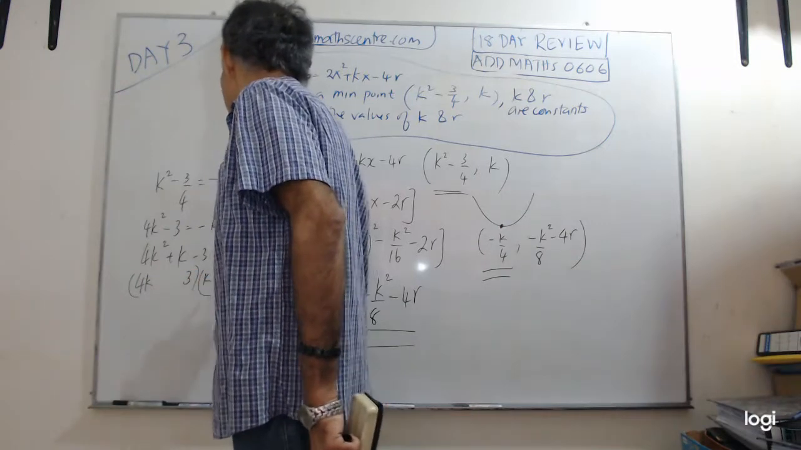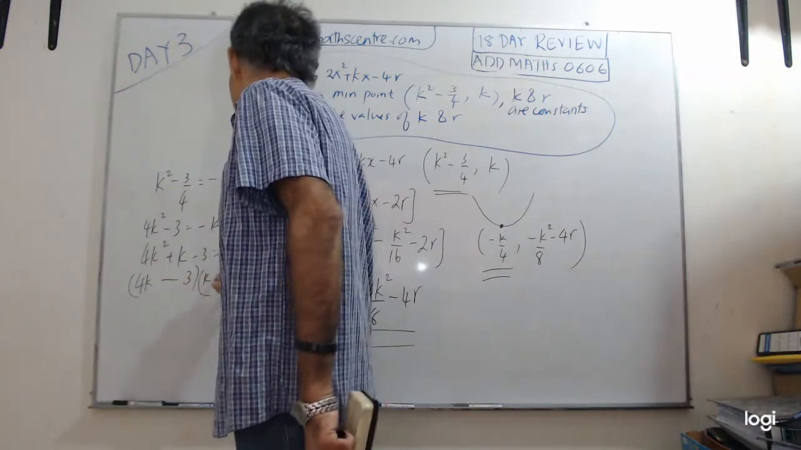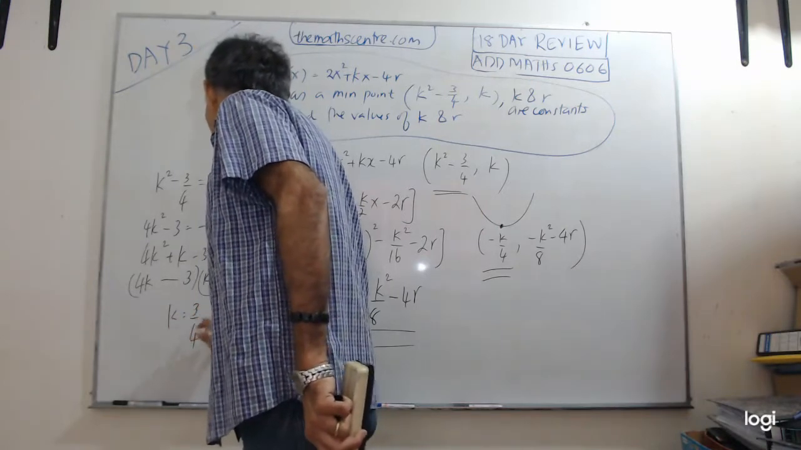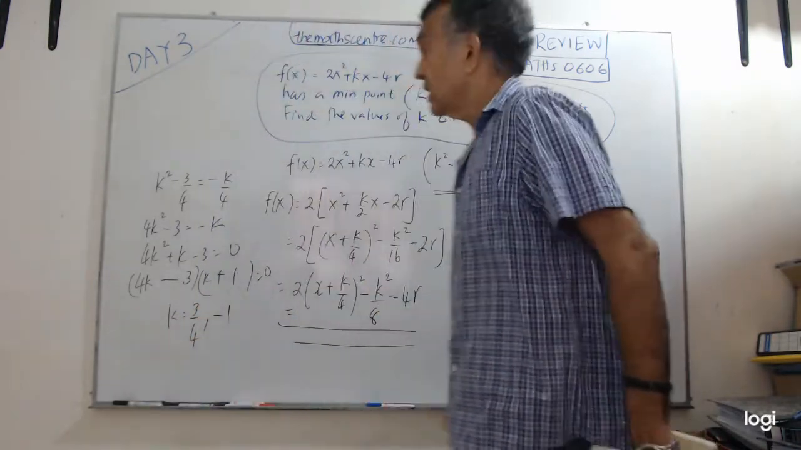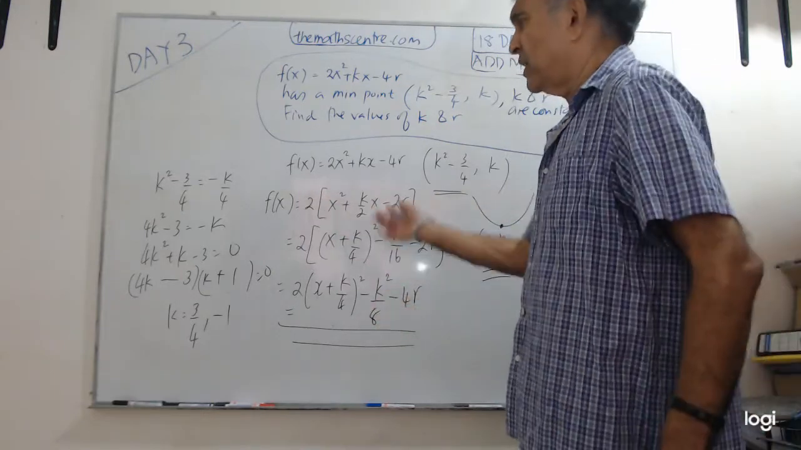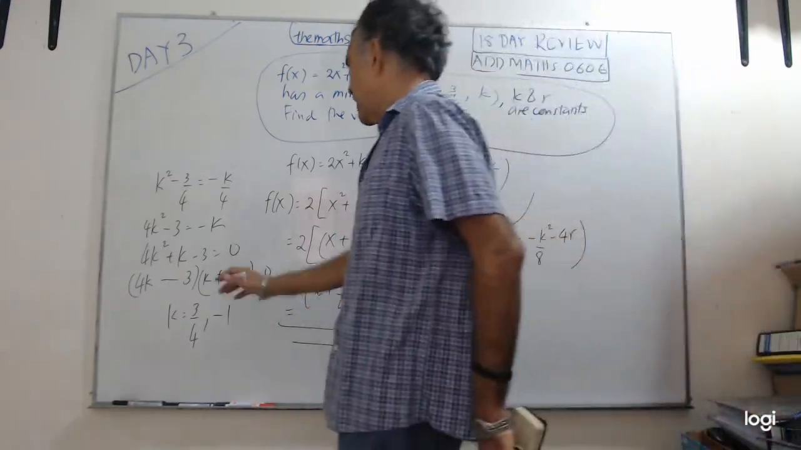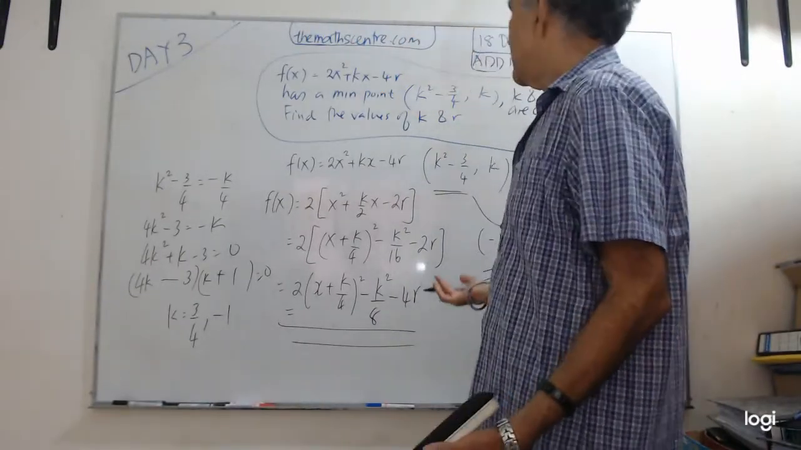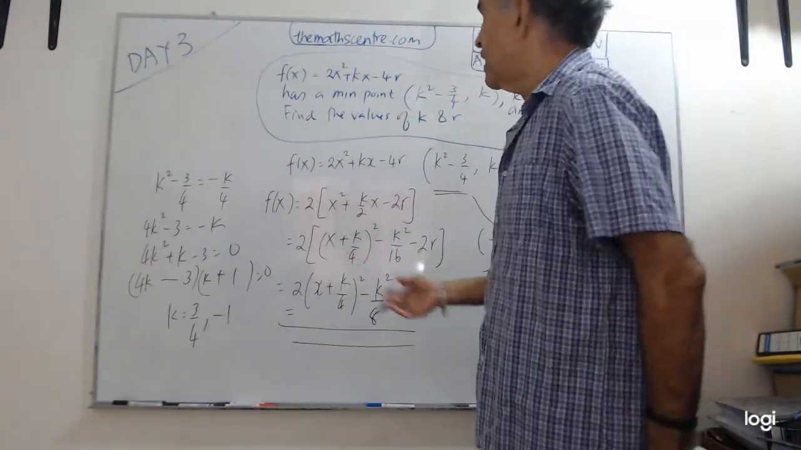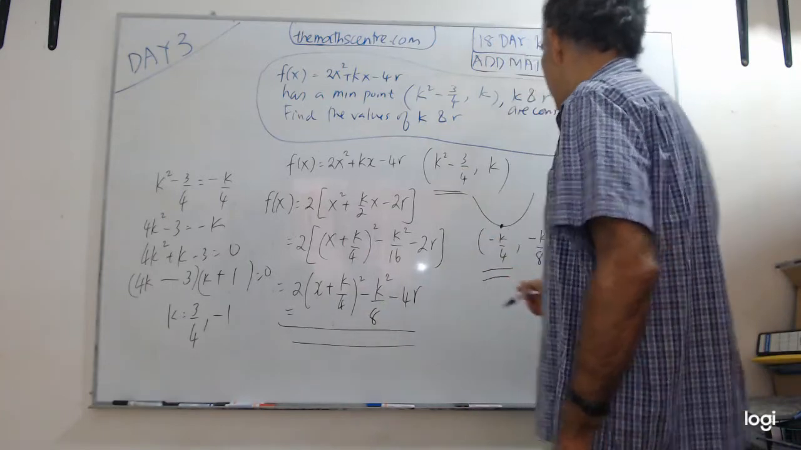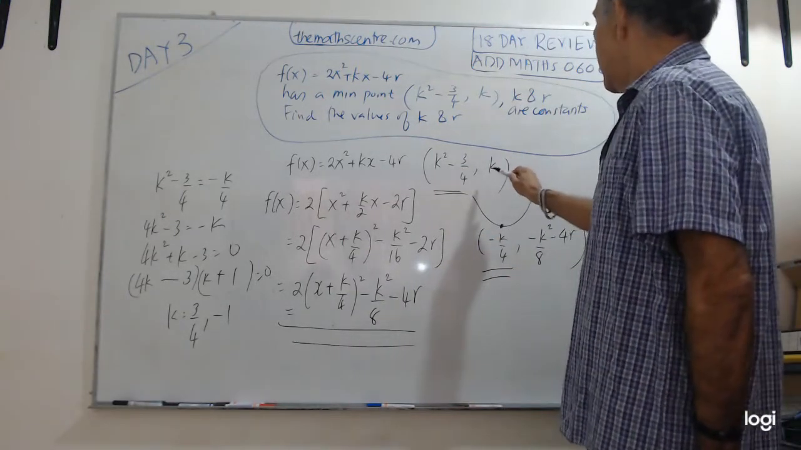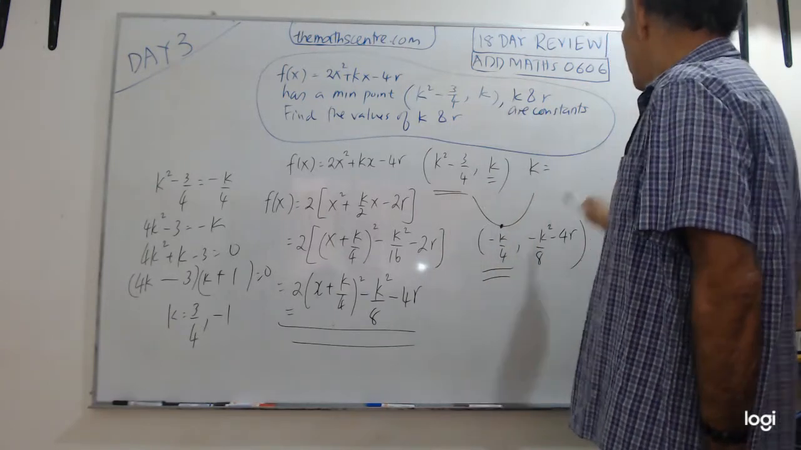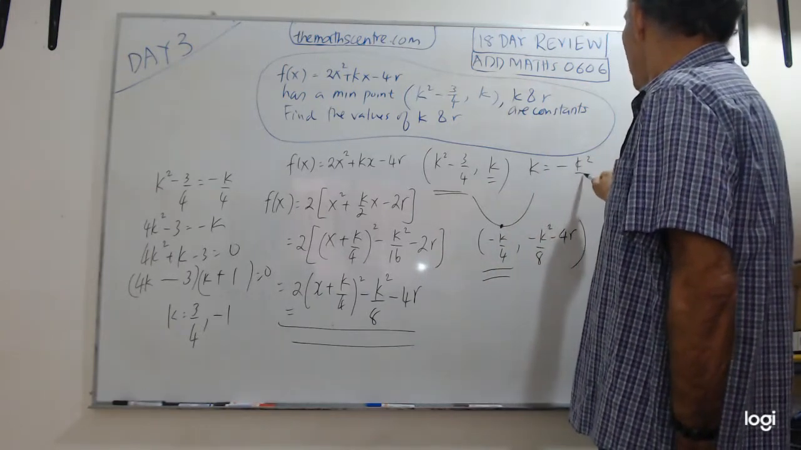And I have 3 and 1, minus and plus, and I have k equals 3 over 4 or minus 1. That's not a big deal. You can easily sort out the algebra here. You get k equals 3 over 4 or minus 1. Basically, you have obtained 2 values for k. Remember this other thing here, k, which they gave us, is also equal to minus k squared over 8 minus 4r.